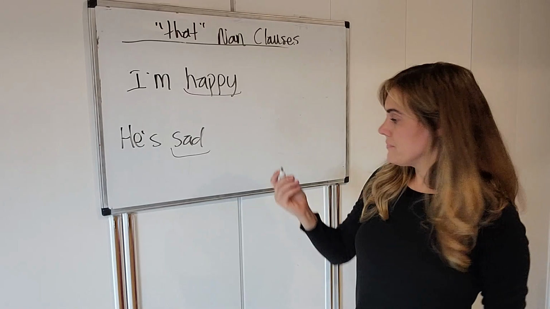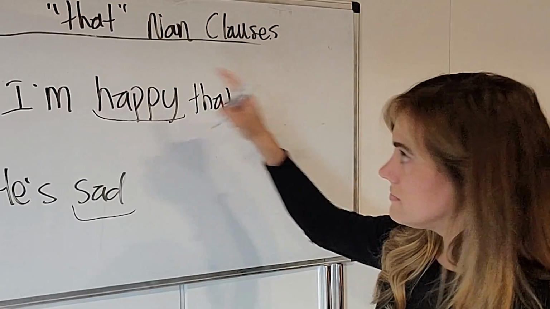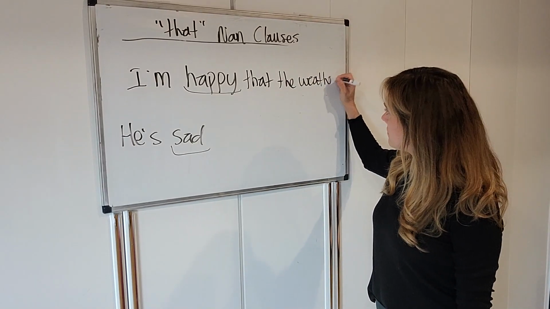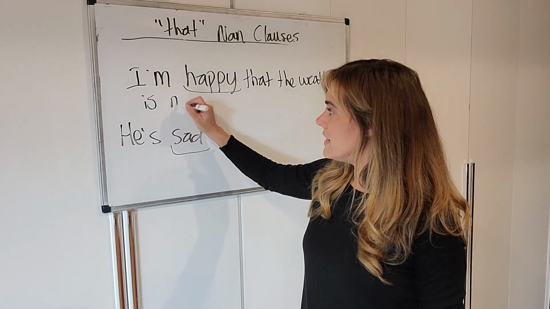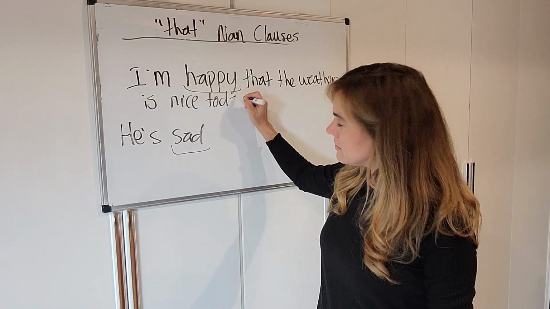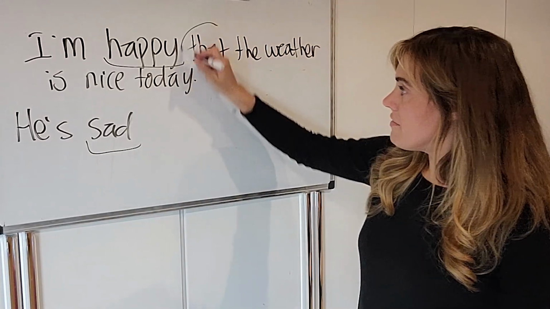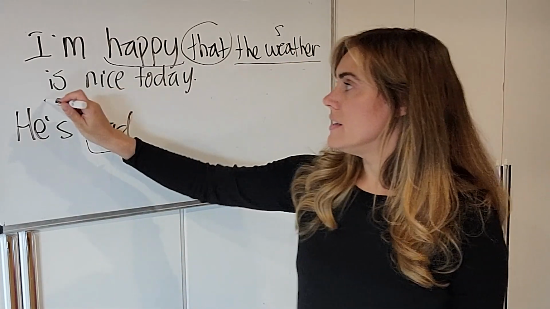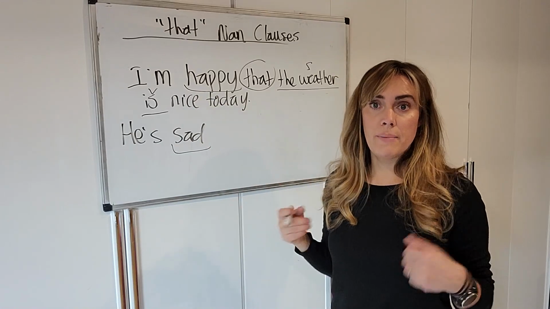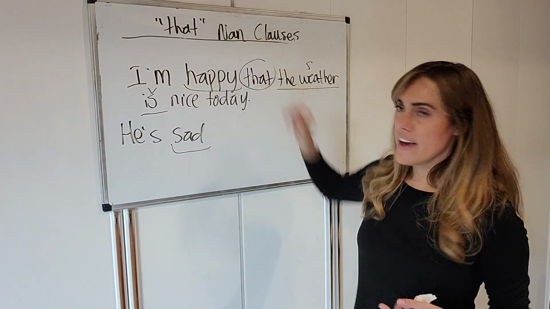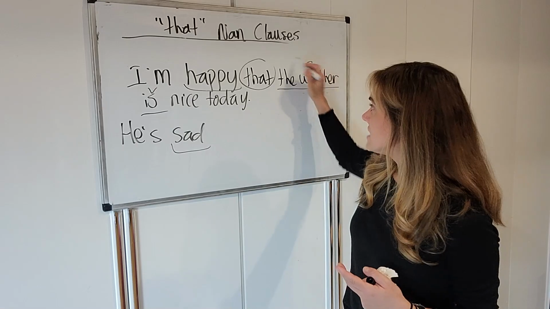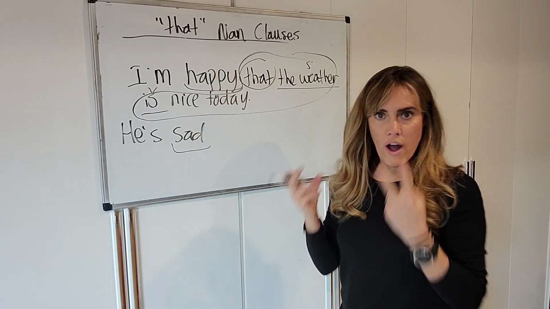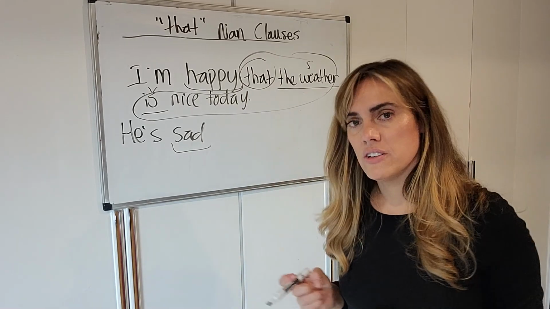I'm happy that the weather is nice today. Here I have the word that, the weather, that's the subject, is, that's the verb, nice today. I'm happy that the weather is nice today. That is a noun clause. It's acting as one big object for why I'm happy. Why? That the weather's nice.